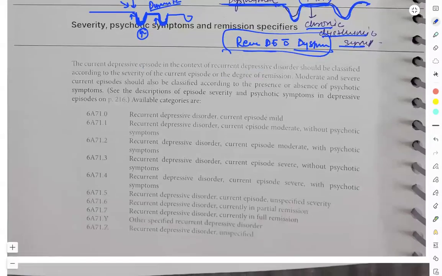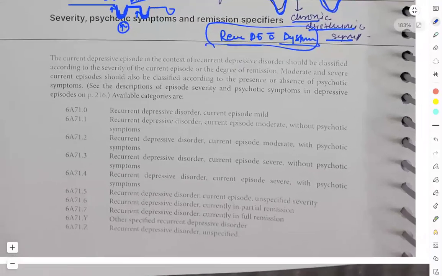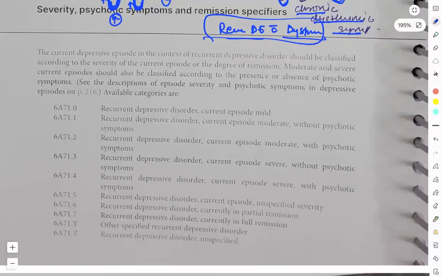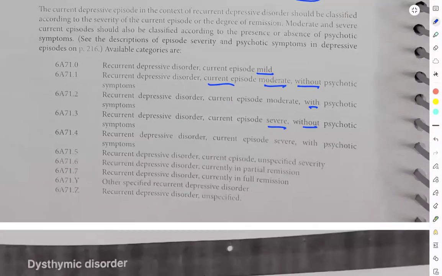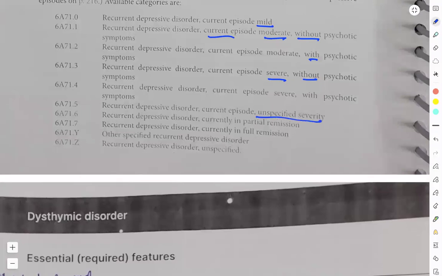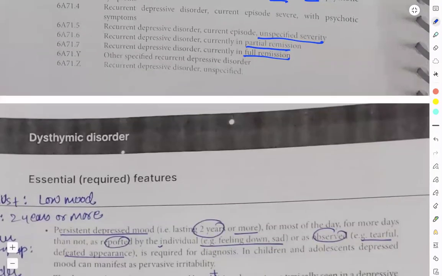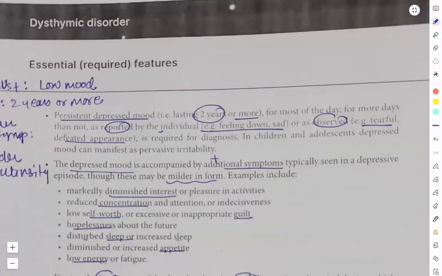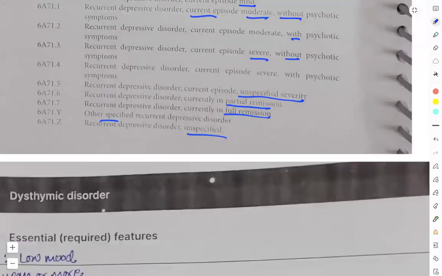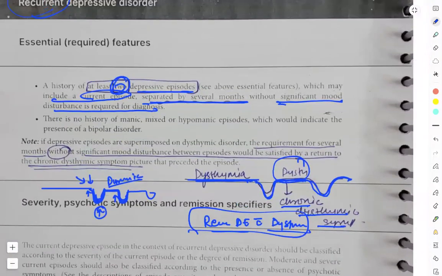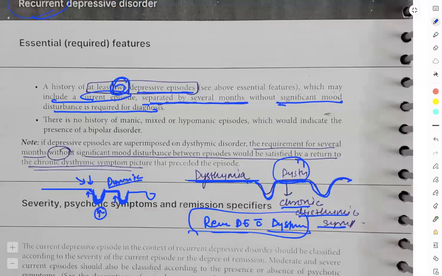So what are the specifiers they've used for recurrent depressive disorder? Again the same: current episode mild, current episode moderate, current episode severe with or without psychotic symptoms, then unspecified severity, partial and full remission, and other specified and unspecified. Now, this is recurrent depressive disorder. All right. Now we move on to dysthymic disorder.